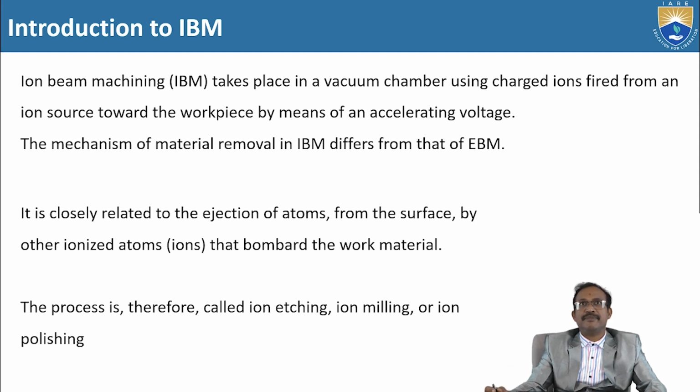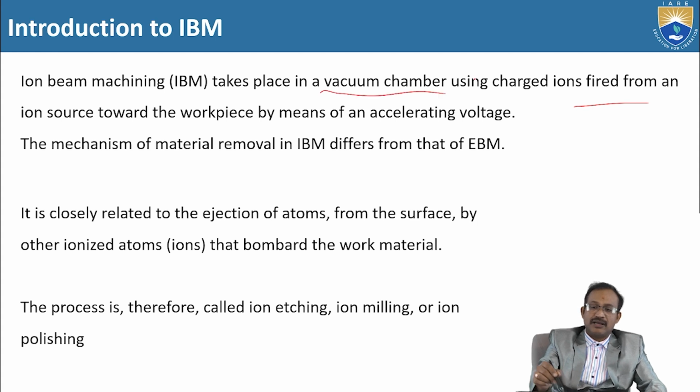Introduction to ion beam machining. Ion beam machining takes place in a vacuum chamber using charged ions fired from an ion source toward the workpiece by means of an accelerating voltage. Here it is similar as compared to laser beam machining. So a vacuum chamber would be there in laser beam machining too.